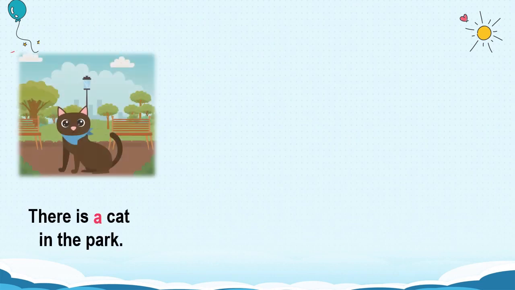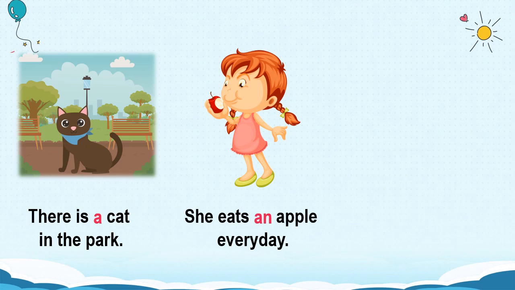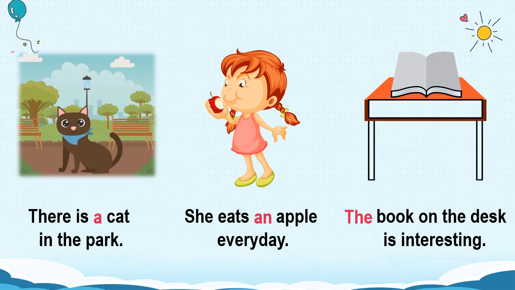There's a cat in the park. She eats an apple every day. The book on the desk is interesting. Why were three different articles used in these sentences? What's the difference between a, an, and the?